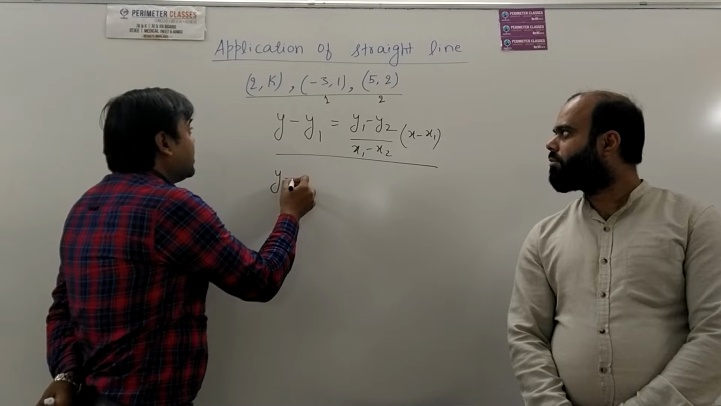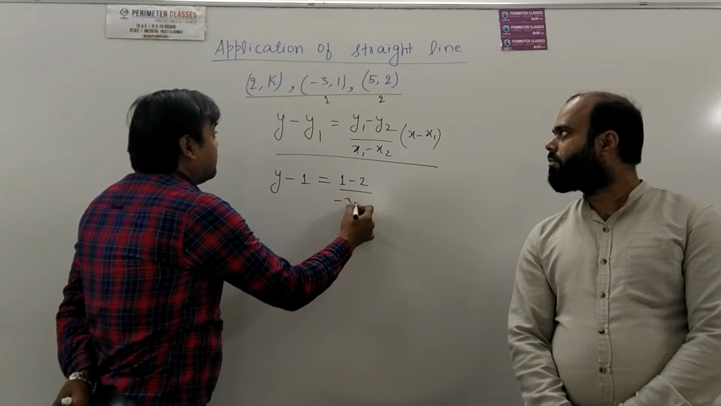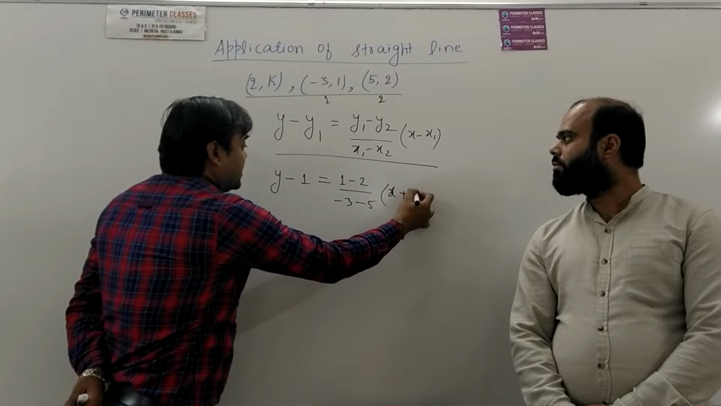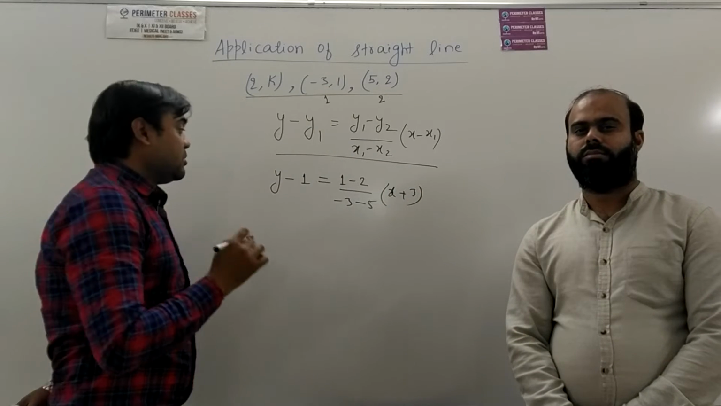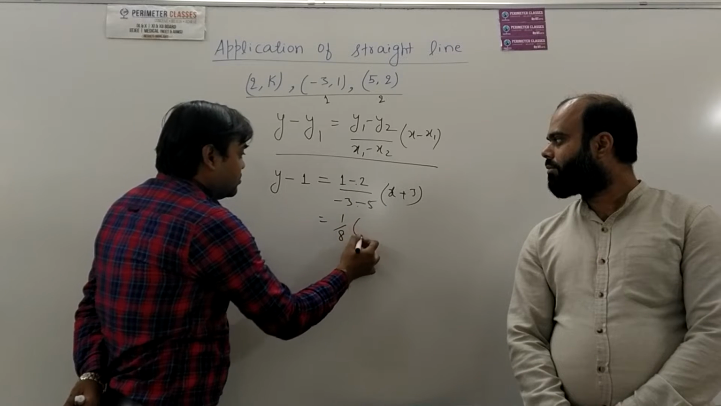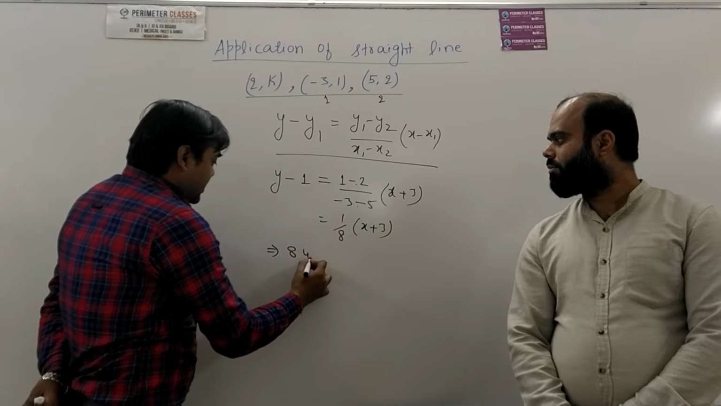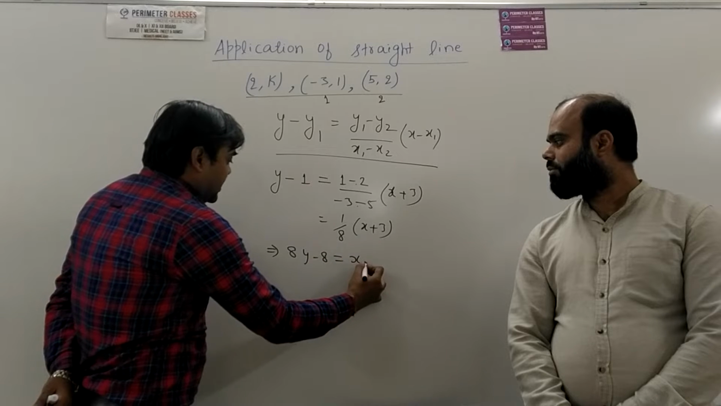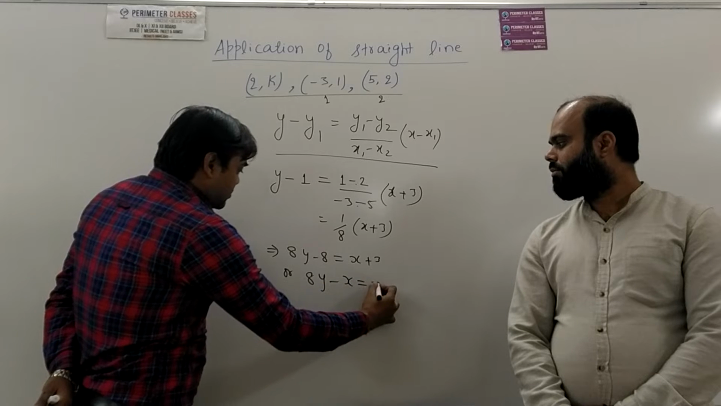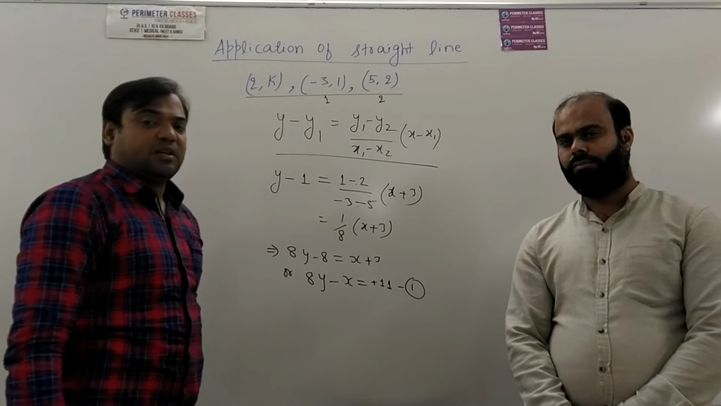The equation will be y minus 1 is equal to (1 minus 2) divided by (minus 3 minus 5) into (x minus, it is minus 3, so it is x plus 3) here. So this is the equation of the straight line. I can write this as minus 1 upon minus 8, so it is 1 upon 8 into (x plus 3) here. So I can write the equation as 8y minus 8 is equal to x plus 3, or 8y minus x is equal to 11. Let us say this is our equation number 1 here.